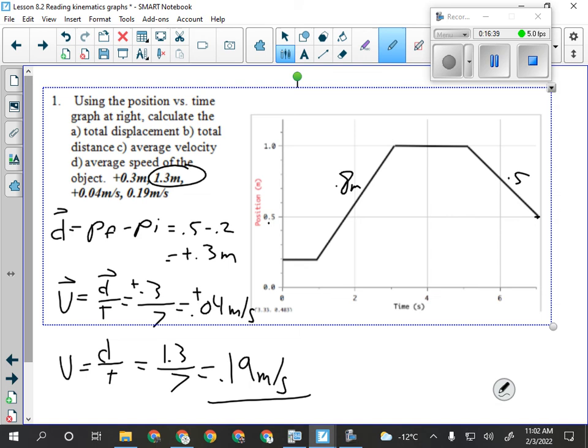Are you all right with that? I wouldn't give you anything more difficult than that on, let's see, like a unit exam where I ask you to analyze a graph.